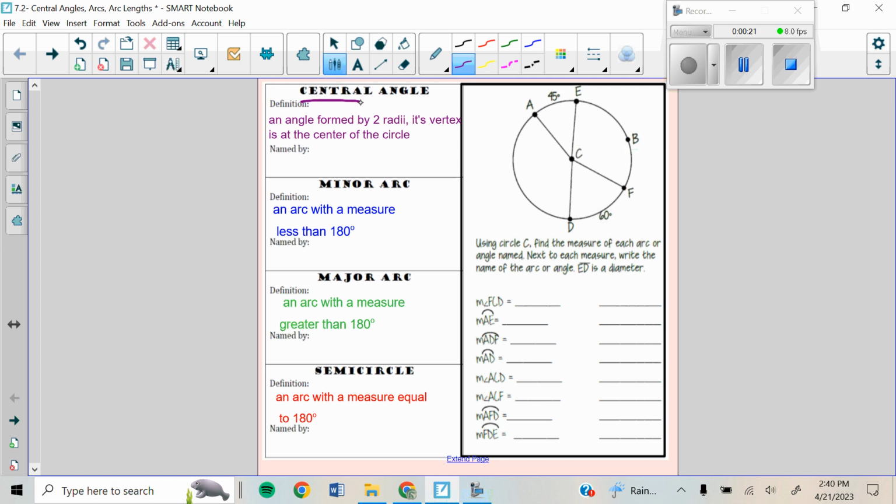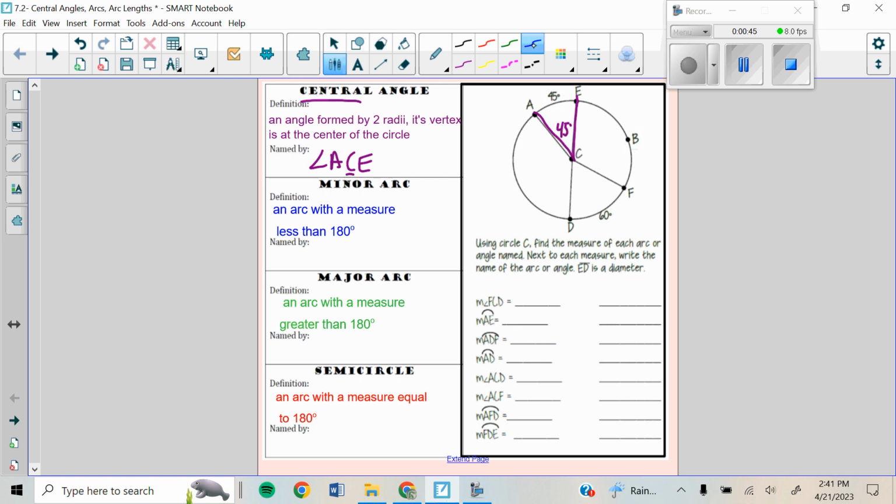So an example would be angle ACE. My vertex is the center, so that's at C. And then the other thing I want to note is that the central angle and the arc that has matching endpoints are equivalent in measure. So this is 45 degrees there.